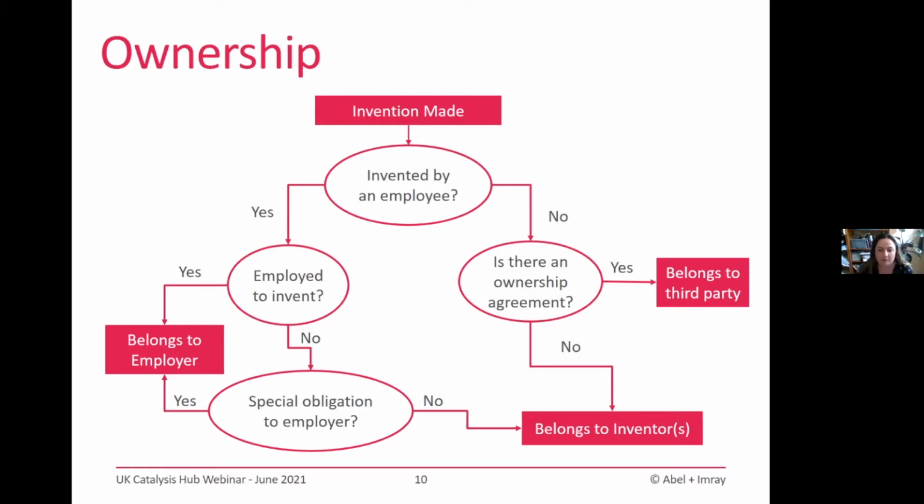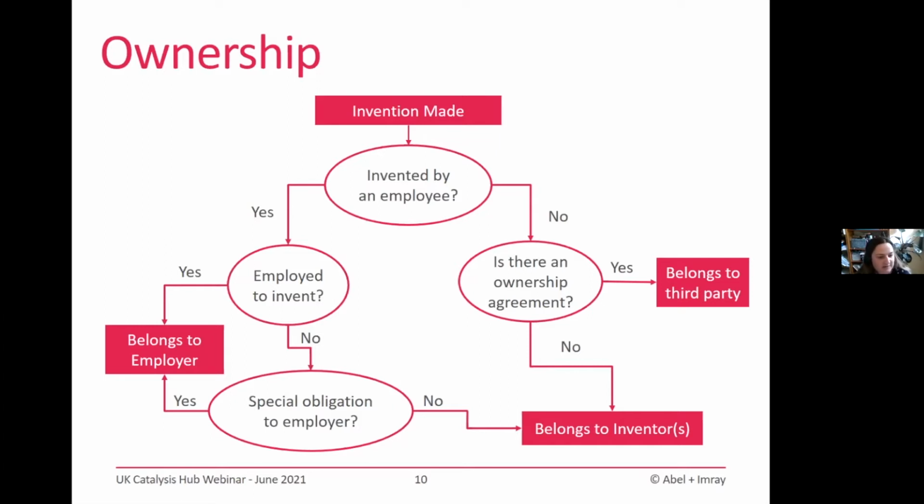In contrast, someone who, say, worked in administration, they aren't paid to invent, so they would remain the owner of an invention. If a person isn't paid to invent, we also need to give some thought to whether they have a special obligation to the employer. So this really applies to senior levels in a company, senior managers. They, in certain circumstances, have an obligation to the employer, and therefore the employer will own the invention.